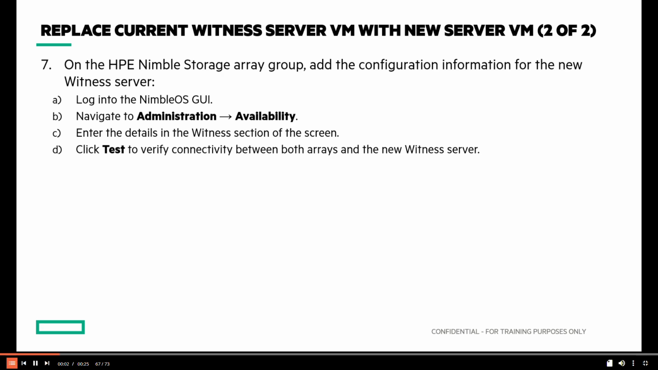On the HPE Nimble Storage Array group, add the configuration information for the new witness server. Log into the Nimble OS GUI, navigate to Administration, then Availability. Enter the details in the Witness section of the screen, then click Test to verify connectivity between both arrays and the new witness server.